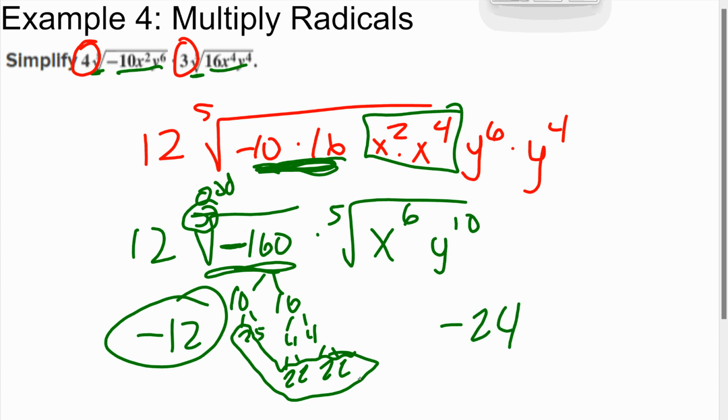And then do I have anything left over? Oh, I have this 5 left over here, so that stays inside the fifth root. I want to make room for my x and y here. So inside the fifth root, I have this 5.